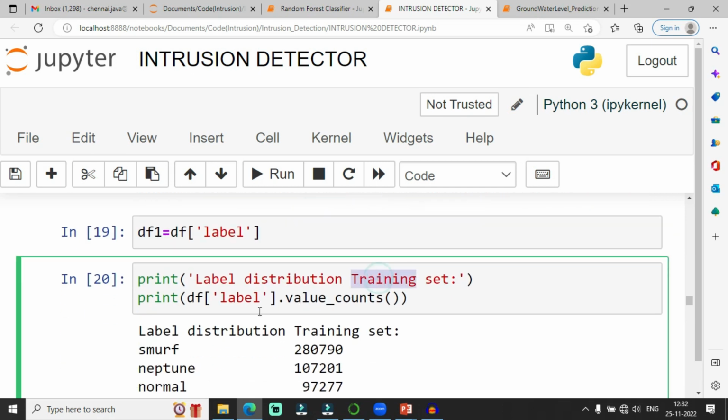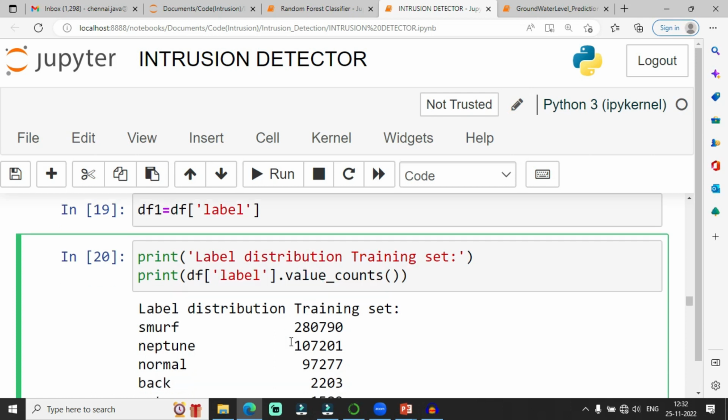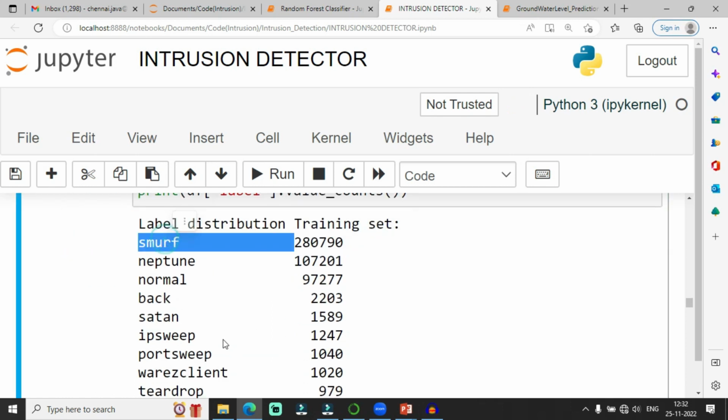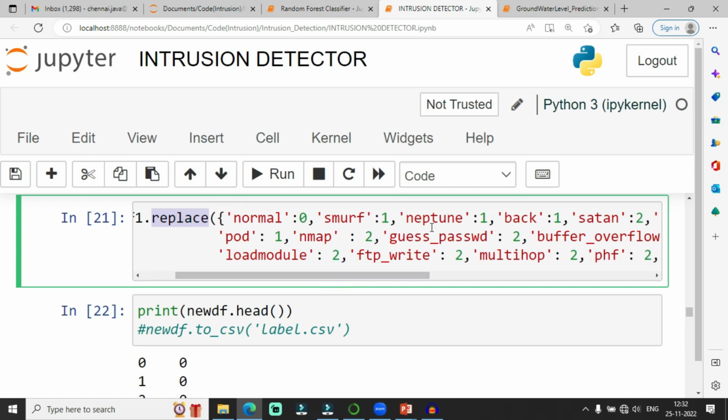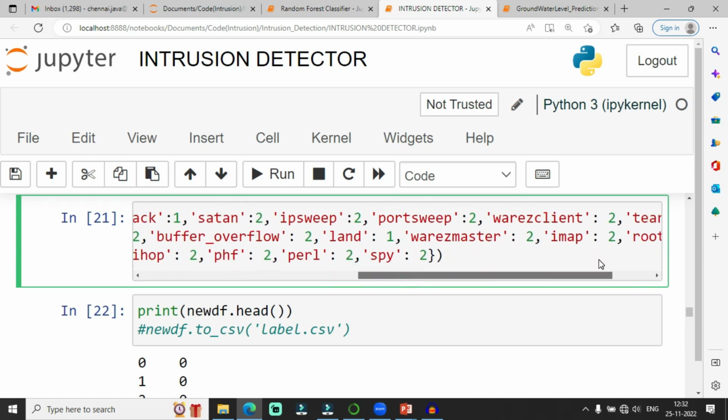So for the label distribution in the training set, from this label I am picking the value counts. So all these are the different types of intrusions: Smurf, Neptune, back, and so on. I am going to replace all these different types of intrusions with different numbers.